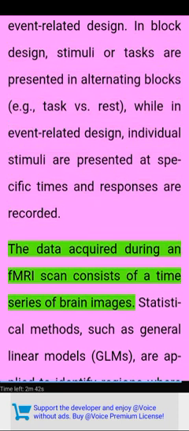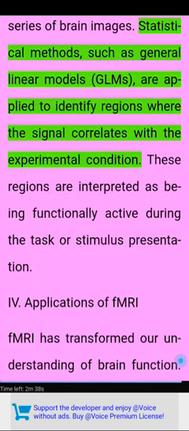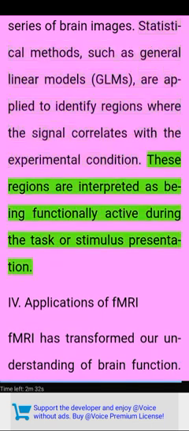The data acquired during an fMRI scan consists of a time series of brain images. Statistical methods, such as general linear models (GLMs), are applied to identify regions where the signal correlates with the experimental condition. These regions are interpreted as being functionally active during the task or stimulus presentation.